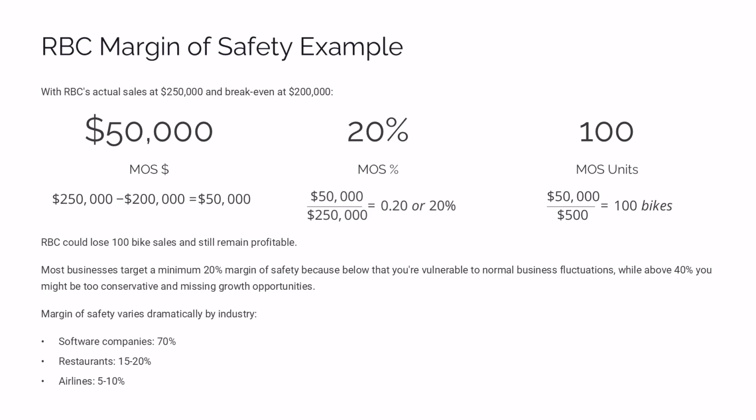The fascinating business reality is that margin of safety varies dramatically by industry. Software companies like Adobe operate at 70% margin of safety because of their subscription model, while airlines operate at 5 to 10% margin of safety, which is why they're constantly at risk of bankruptcy. And restaurants typically have 15 to 20%, which is why 60% fail within 3 years.